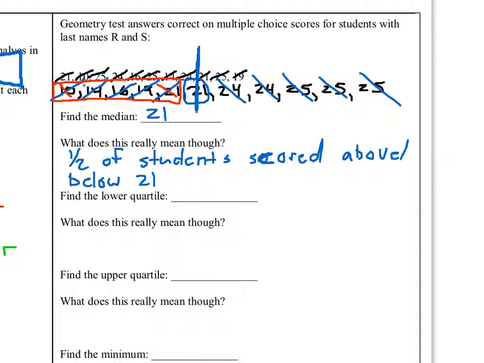Outside, outside, outside, outside. One number left over in the middle. 16. What does that really mean? That means 1/4 of students scored lower than 16.